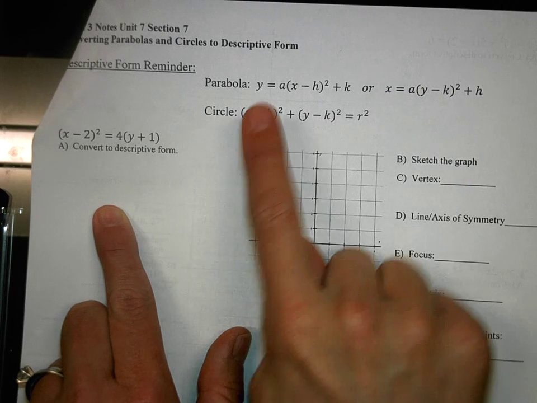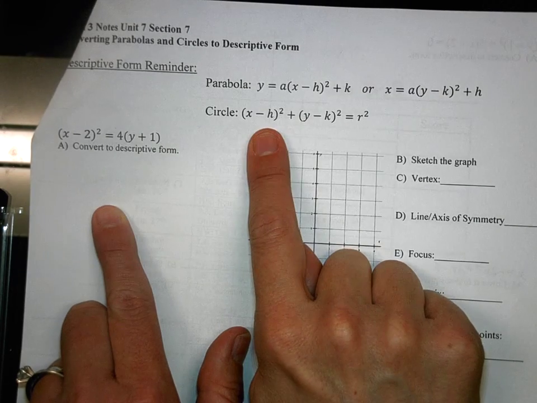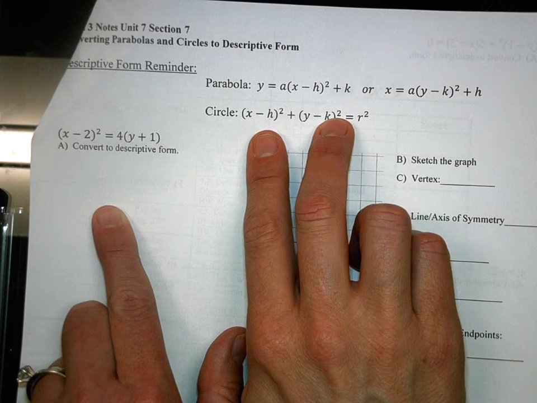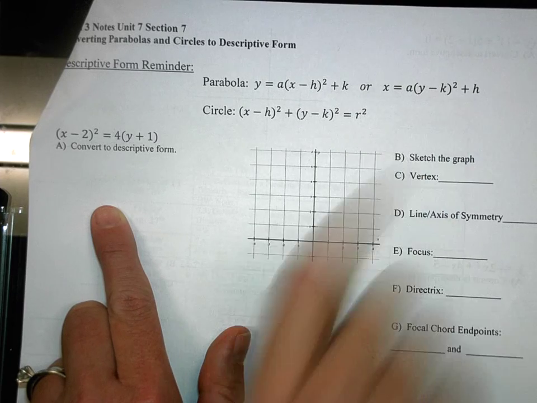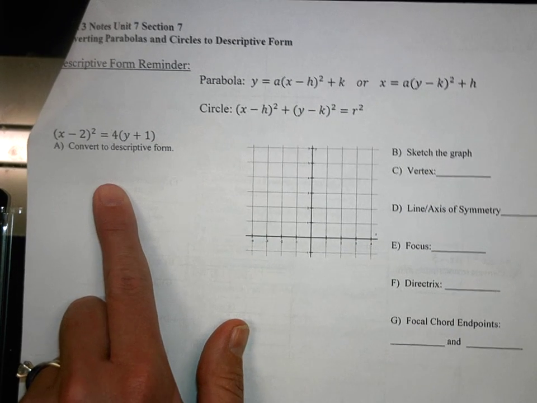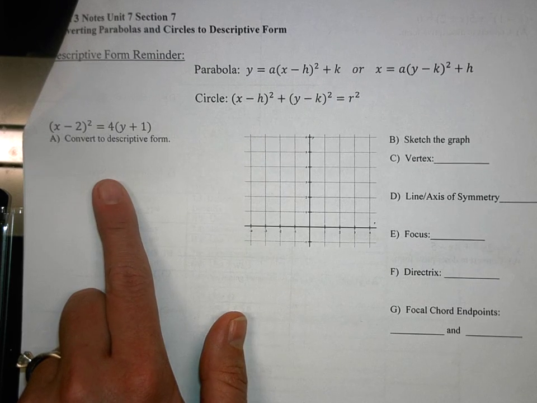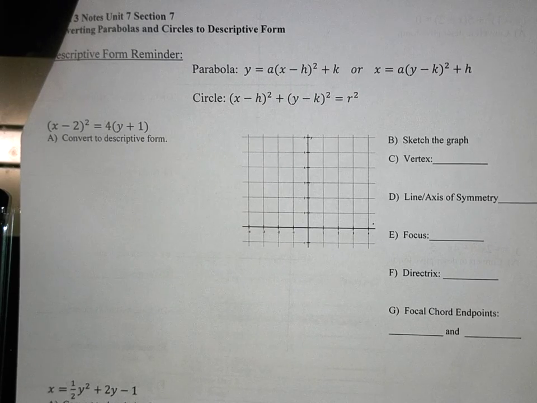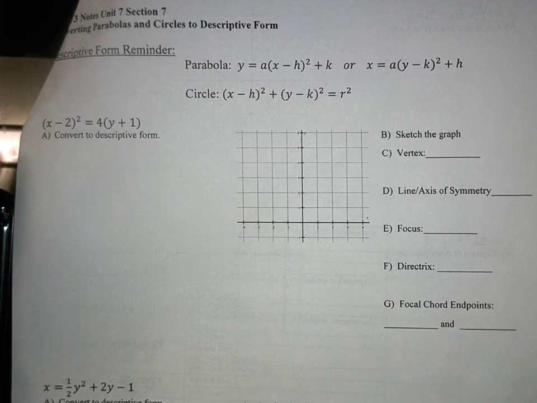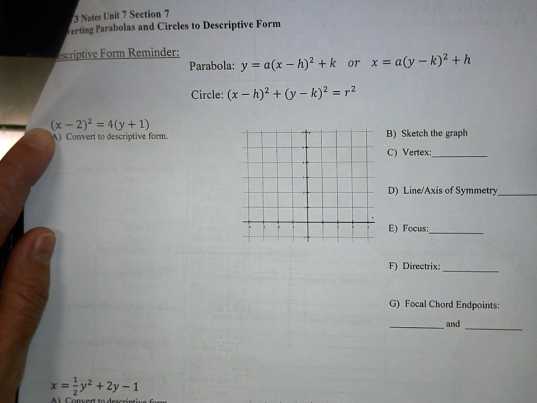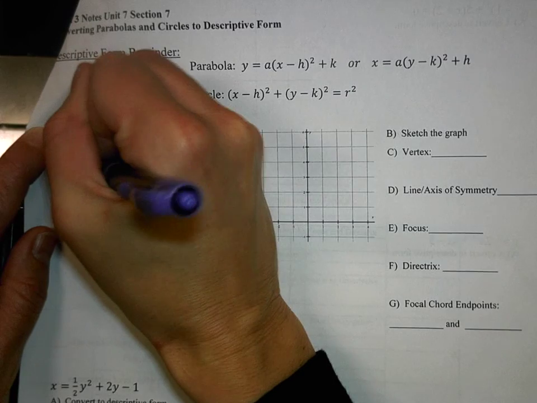But we know that in a circle, both your x term and your y term have squares, or there's two squares in a circle, where a parabola only has one. So looking at this first equation here, is this going to be a parabola or a circle? Parabola. Very good. Okay, so we need to convert this to descriptive form. There are a couple ways that we can do this. There is an easy way, and then there's a way that's almost as easy. It's whatever makes the most sense to you.